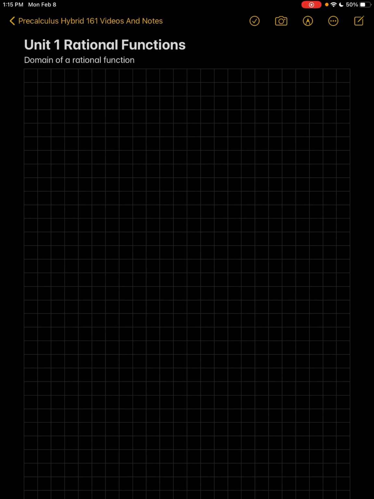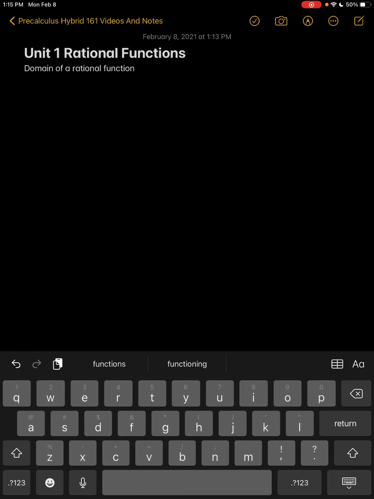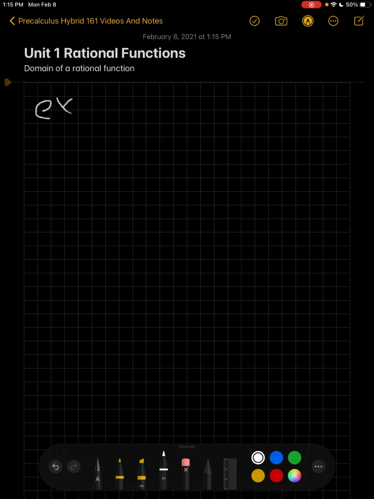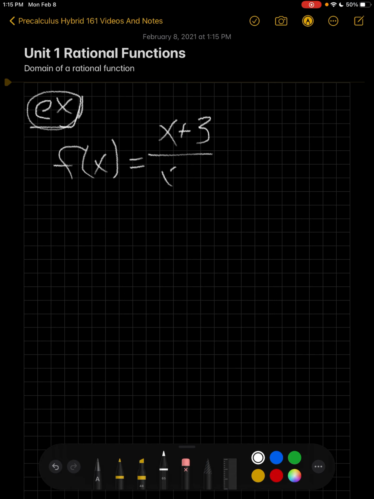So remember here that a rational function is a polynomial divided by another polynomial. So you could have an example of a rational function that looks like this. This is example 4 from your textbook. And this is the function f of x is equal to x plus 3 divided by x squared minus 9.